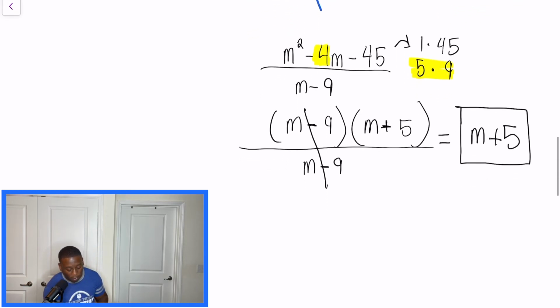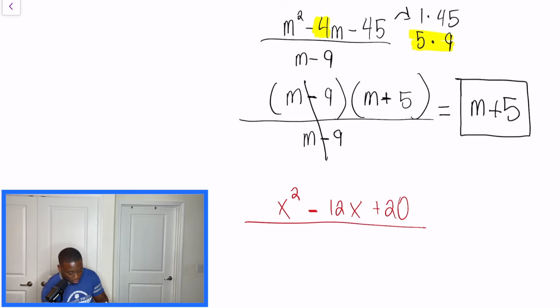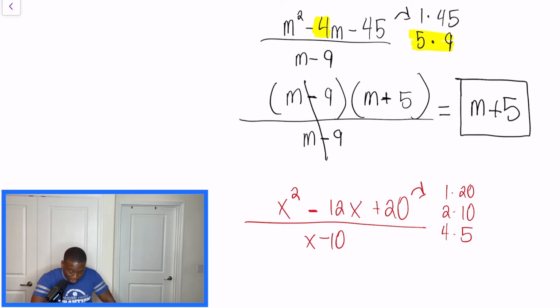So in my last problem, the same thing applies. We have x squared minus 12x plus 20, and that is all over x minus 10. So we know the factors for 20, right? We have 1 times 20, 2 times 10, 4 times 5. I think that's just about it.